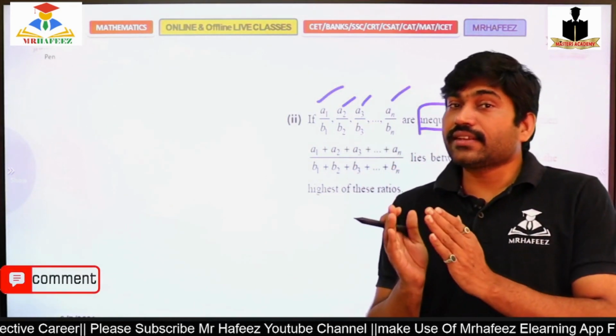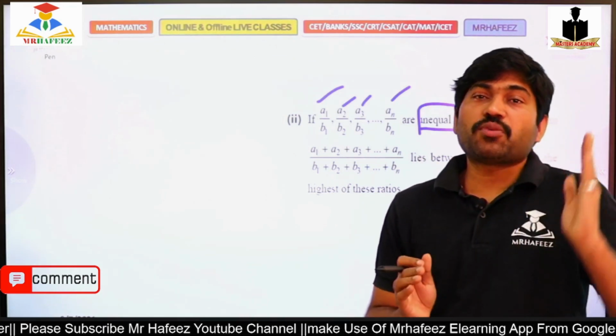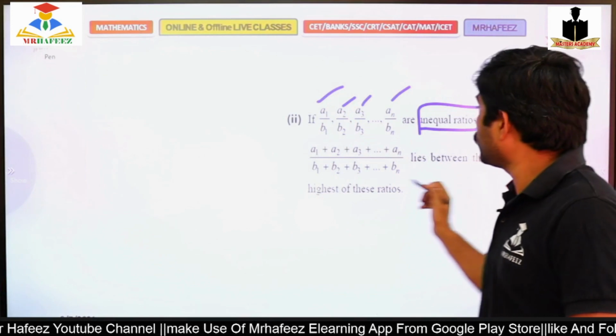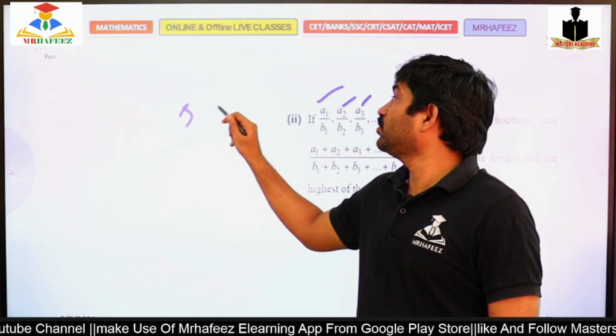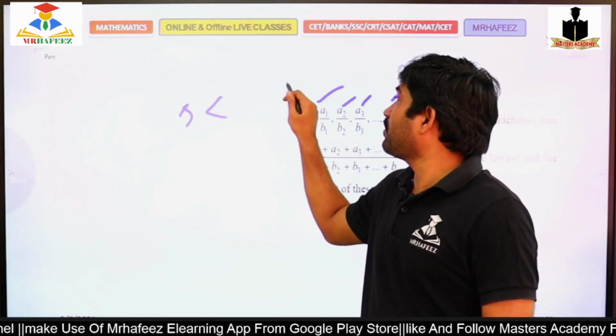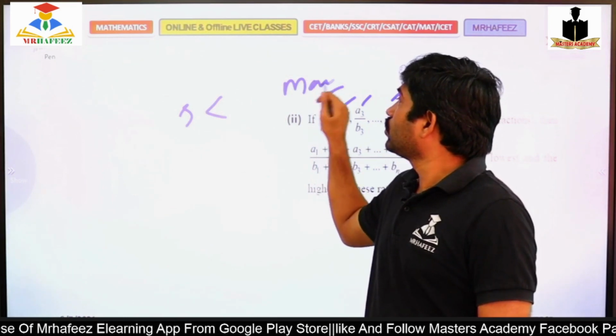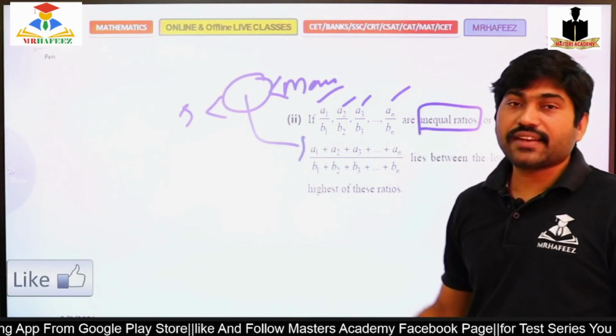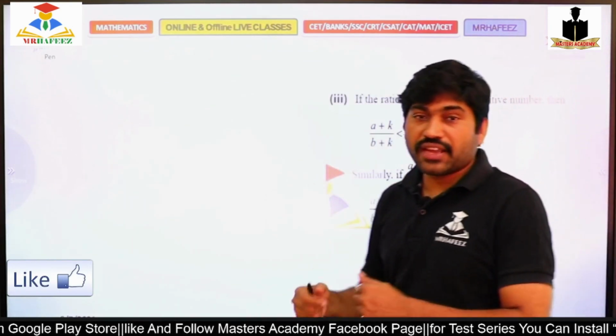a value that definitely lies in the middle of the smallest value as well as the maximum value. So it lies between the small value and the maximum value, right? So next, what we have discussed.